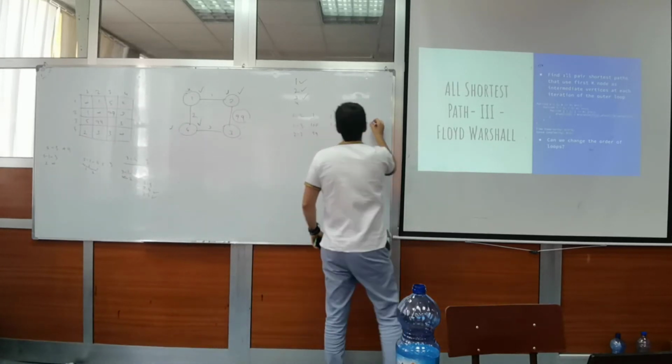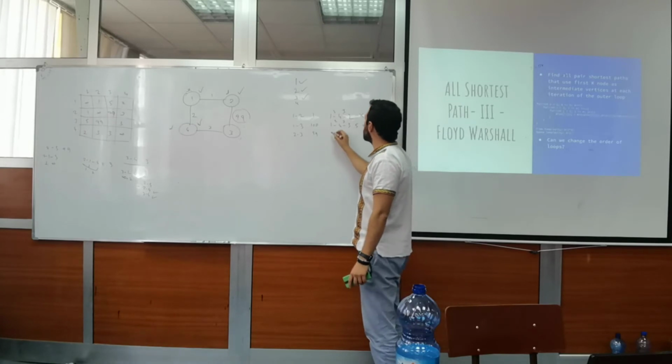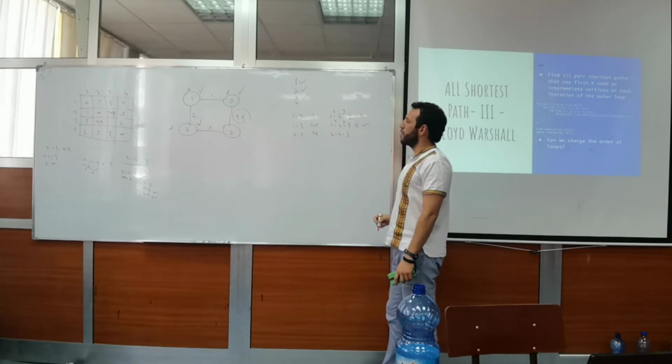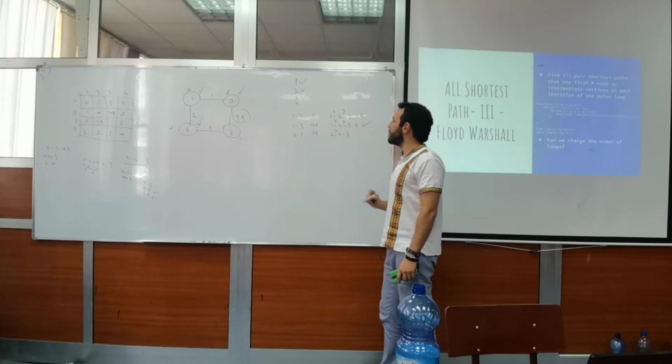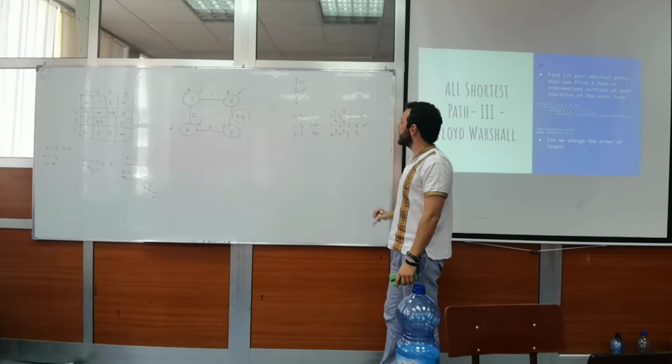So we get an update from this one. And finally, we are considering using 4 as an intermediate node for 2 and 3. Best distance so far: 2, 4, 3. What is the distance between 2 and 4? 3. What is the distance between 4 and 3? 3. 3 plus 3 is 6.